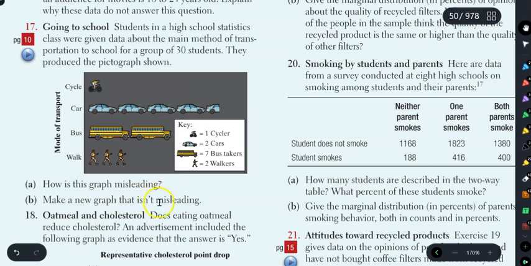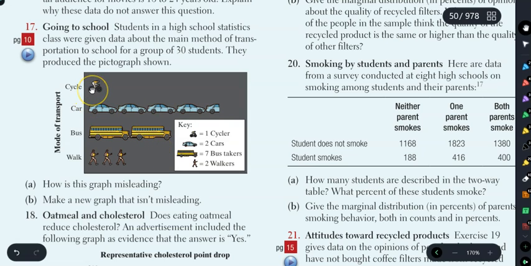Make a new graph that isn't misleading. I'm not going to do that for you here. But basically what you would need to make sure of is that every bus covered 3 and a half cars. So 3.5 cars should be the same length as a bus, because that would be 6 plus 1. That would be 7 car riders. So this right here, from here to here, should be the same length as 1 bus. So that's what you have to be careful of.